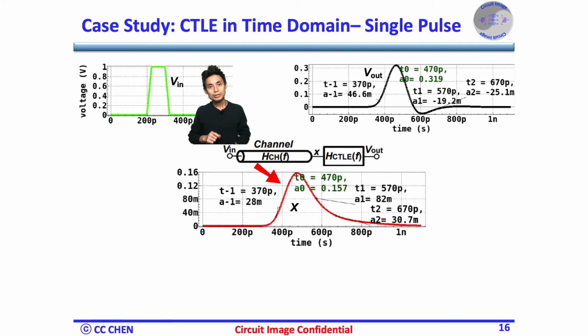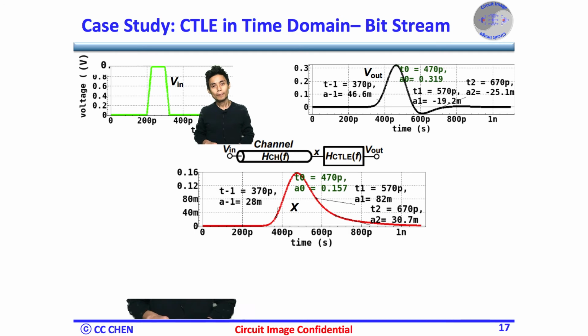Therefore, the CTLE will sharpen the transition and reduce the magnitude of the precursor and postcursor as small as possible without interfering with the previous symbol or the following symbols. The CTLE's output Vout also shows all the cursors except the main cursor A0 are reduced greatly, which means the ISI was minimized to some extent.